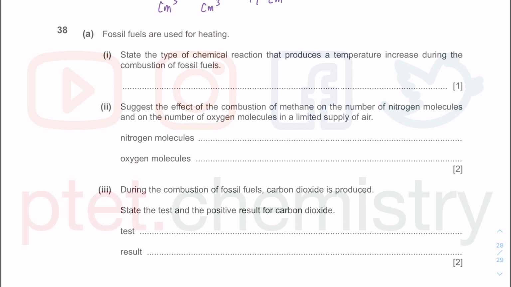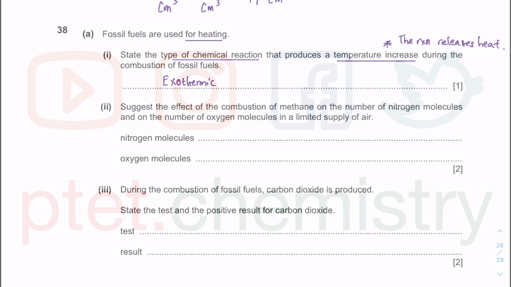Last question, fossil fuels used for heating. State the type of chemical reaction. Temperature increase would mean this is an exothermic reaction because the reaction releases heat. The reaction releases heat, and therefore you will give out heat energy. It is called exothermic type of chemical reaction.